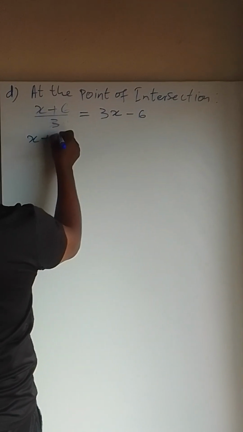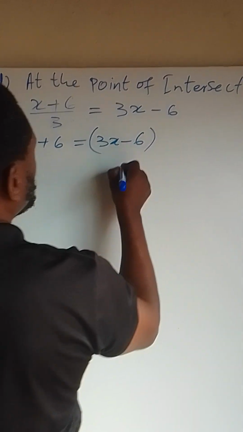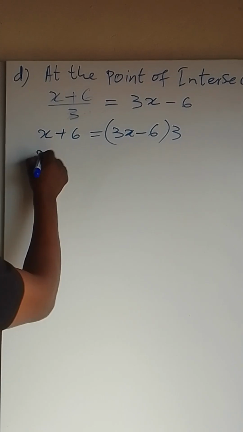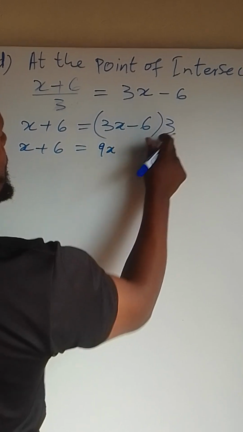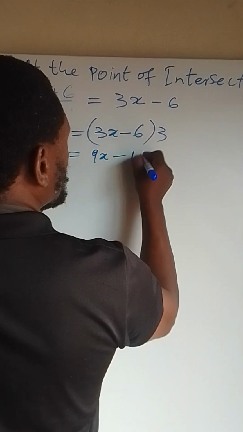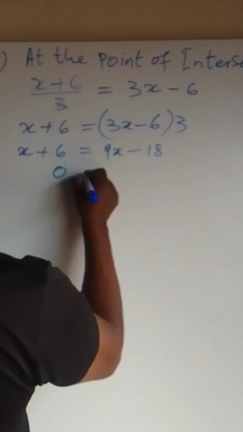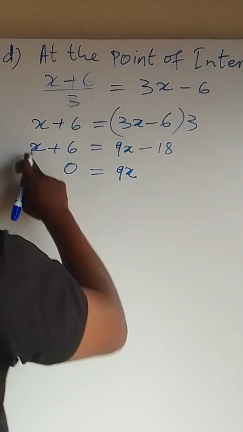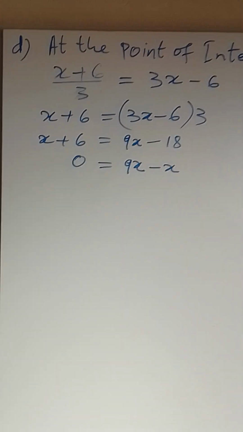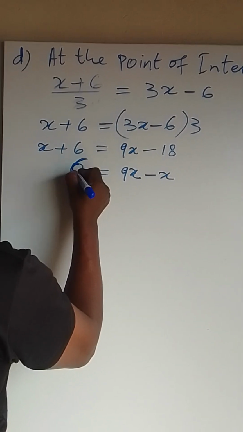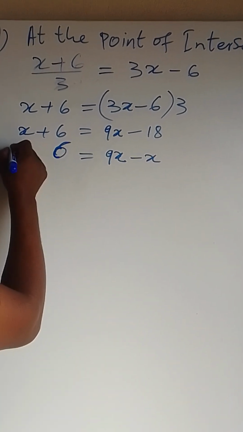Now we find the value of x first, then we cross multiply. We find that x plus 6 is equal to (3x minus 6) multiplied by 3. Then x plus 6 is equal to 3 times 3, it's 9x, 6 times 3, 18, minus 18. Then you take this all over that side, which is 0, equal to 9x minus x minus 6. You take 18, it was negative; if it comes this side, it's going to be plus 18.